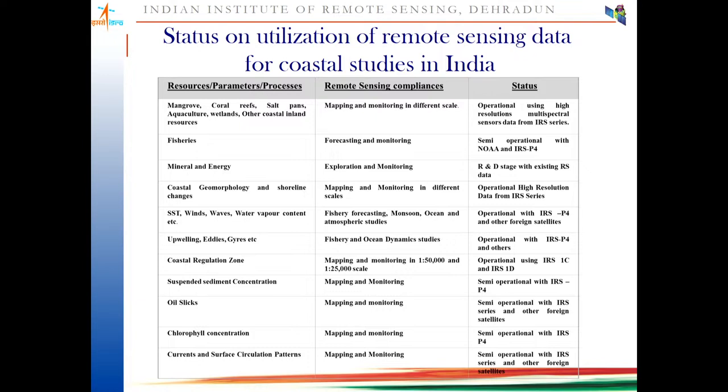Coastal geomorphology and shoreline changes, their mapping and monitoring at different scales, is possible. It's operational. We can get information on sea surface temperature, wind, wave, and water vapor. These will be used mainly for ocean monsoon study, ocean atmospheric study, and fishery forecasting. So they are again operational with IRS P4 and other foreign satellites like NOAA data, and wind data from microwave sensors, ERS data, GIRS. They will give you other information regarding the waves and the winds. Also, remote sensing data can help map the upwelling areas, the eddies and the gyres.